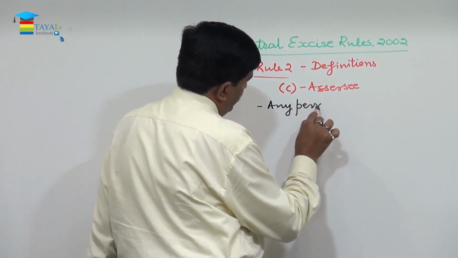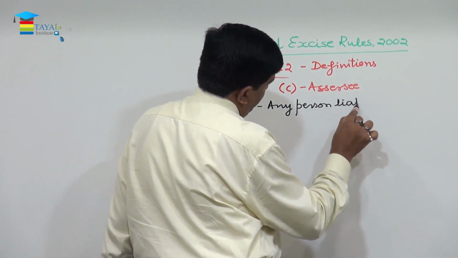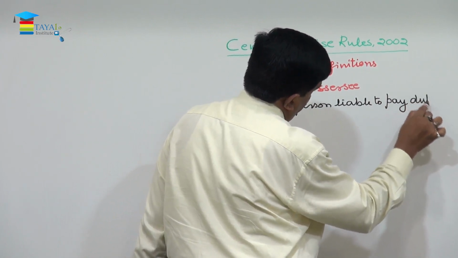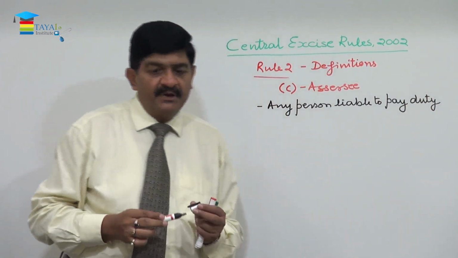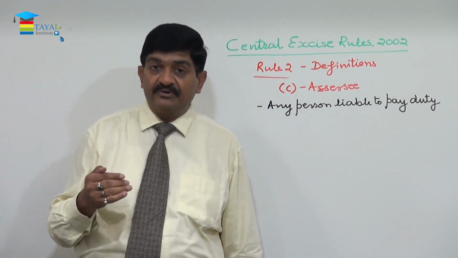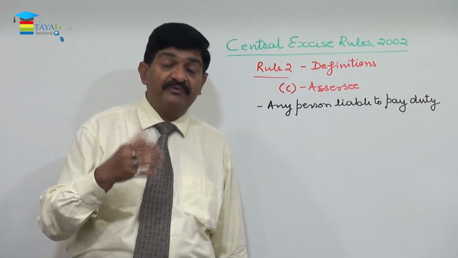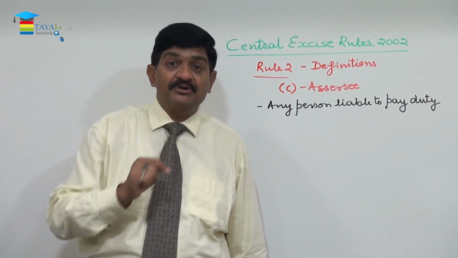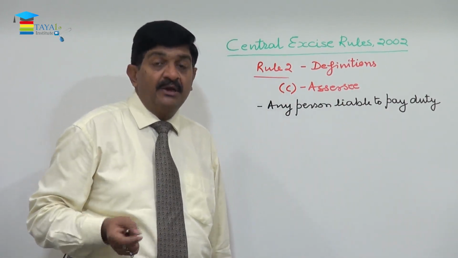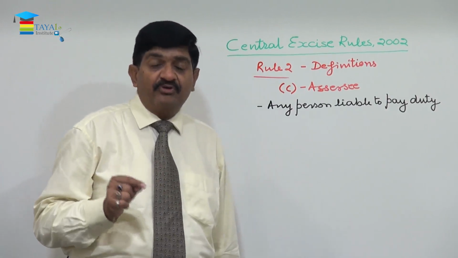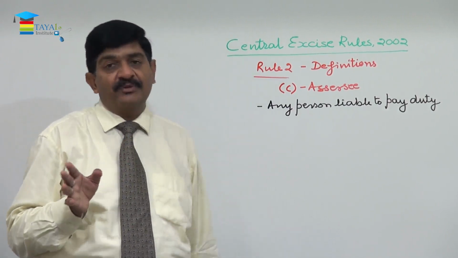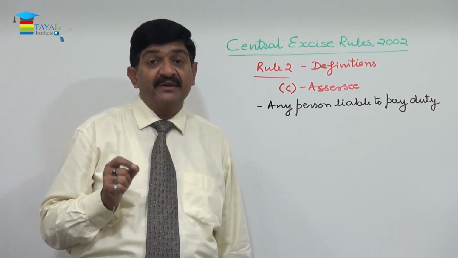The first wordings are any person liable to pay duty. So in majority of the cases, it is the manufacturer who is liable to pay, but in case of molasses, it is also the person who is a procurer, he has to pay, and certain goods when manufactured on job work basis, it is the principal who is liable to pay. Right. So here we have not gone into the detail of who is liable to pay. But here we are simply saying the person who is liable to pay the duty under different provisions of the Act and rules, he will be referred to as assessee.